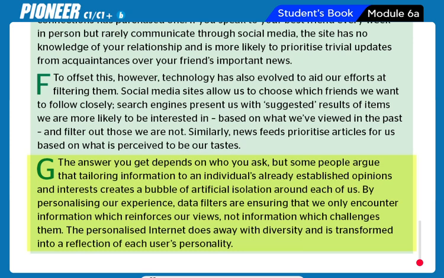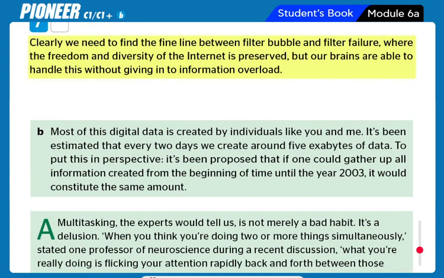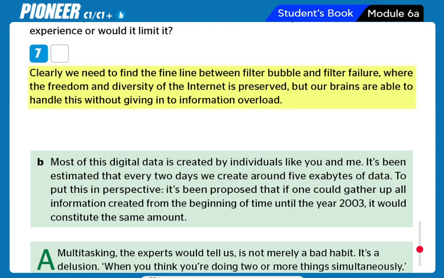individual's already established opinions and interests creates a bubble of artificial isolation around each of us. By personalizing our experience, data filters are ensuring that we only encounter information which reinforces our views, not information which challenges them. The personalized internet does away with diversity and is transformed into a reflection of each user's personality. Clearly, we need to find the fine line between filter bubble and filter failure, where the freedom and diversity of the internet is preserved, but our brains are able to handle this without giving in to information overload.